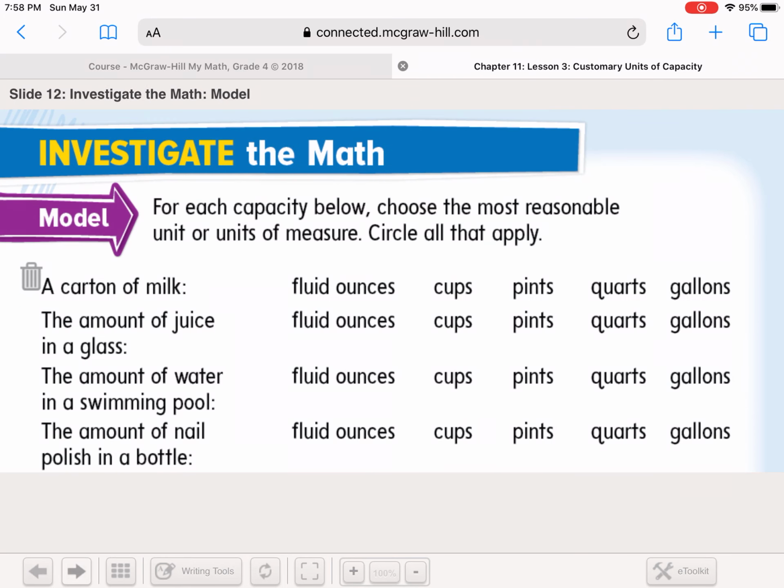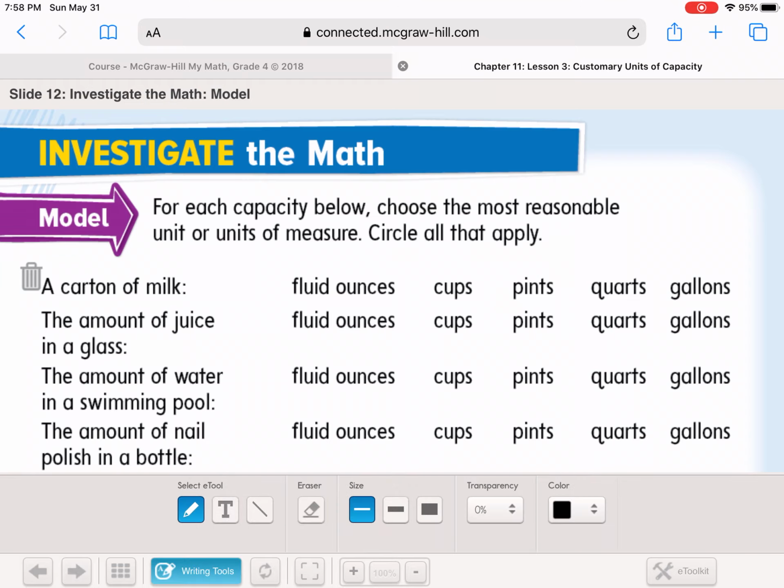Okay, so it says for each capacity below, choose the most reasonable unit or units of measure. Circle all that apply. So we have fluid ounces, cups, pints, quarts, gallons. So now you've got to think about what this means. Fluid ounces is usually what you would measure in your measuring cup. Okay, fluid ounces.